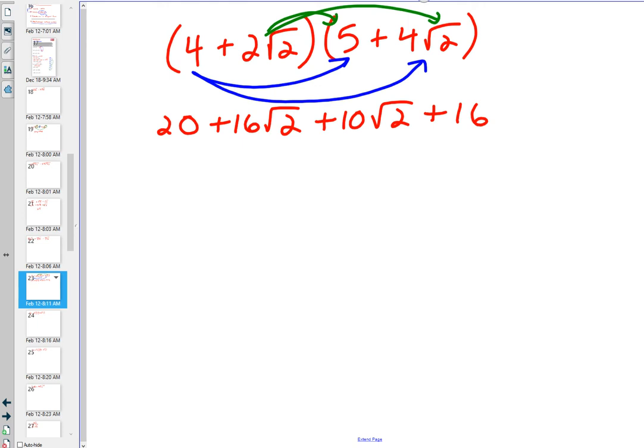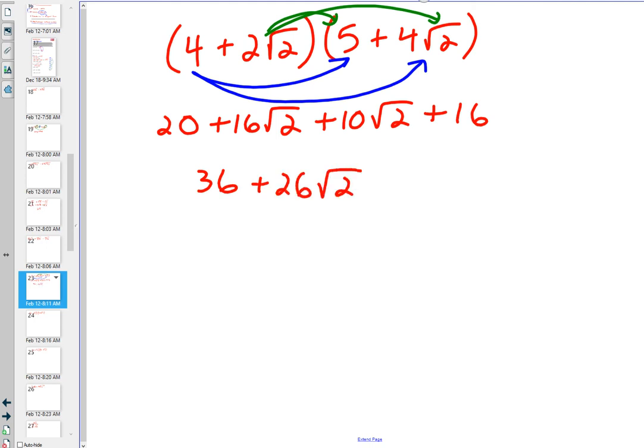But wait, there's more. Now that I remove the parentheses, I have 4 terms here. I need to combine the ones that are like. Can any of these be combined? Yes. Which ones? 20 and 16, those are both rationals. 20 and 16 is 36. And then 16 and 10 is 26. Let me just keep this.